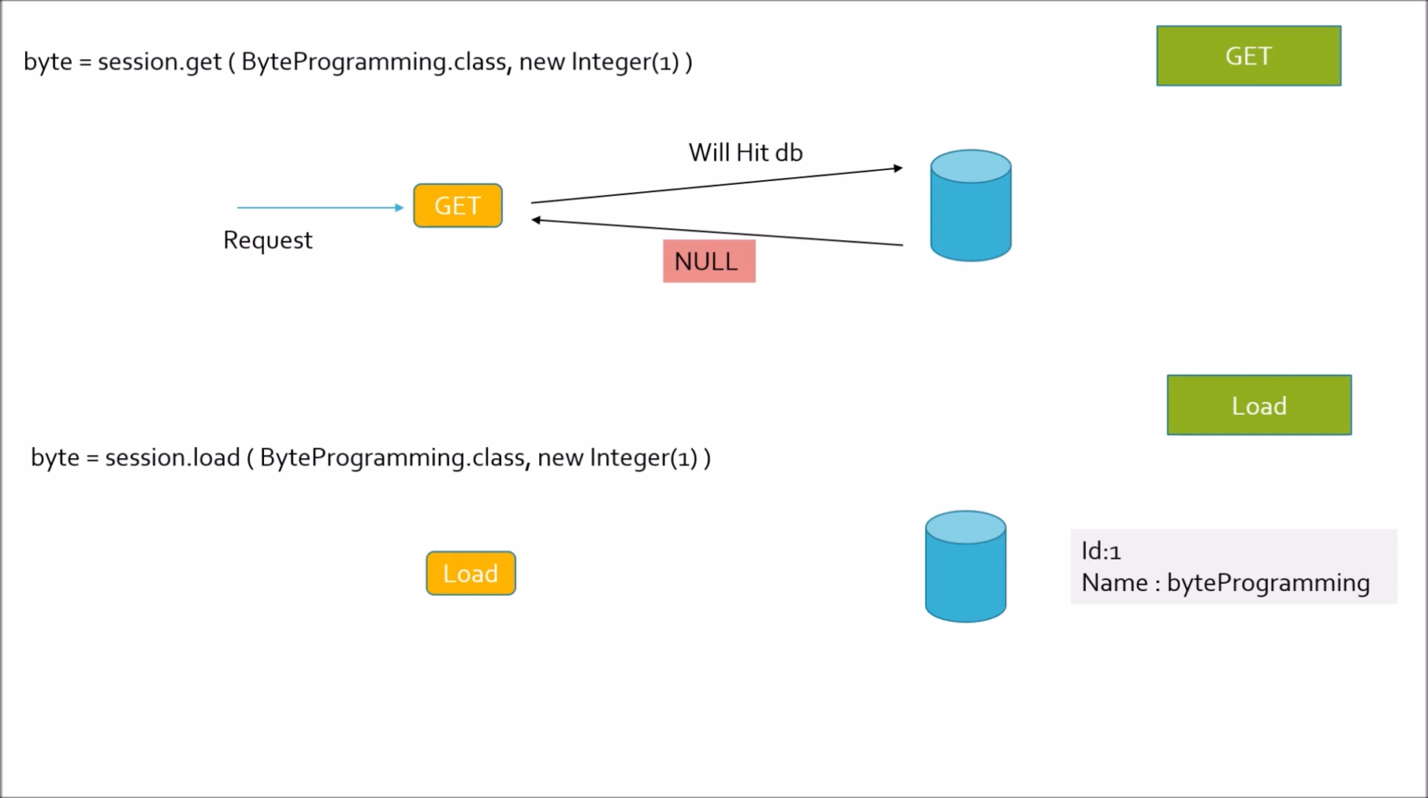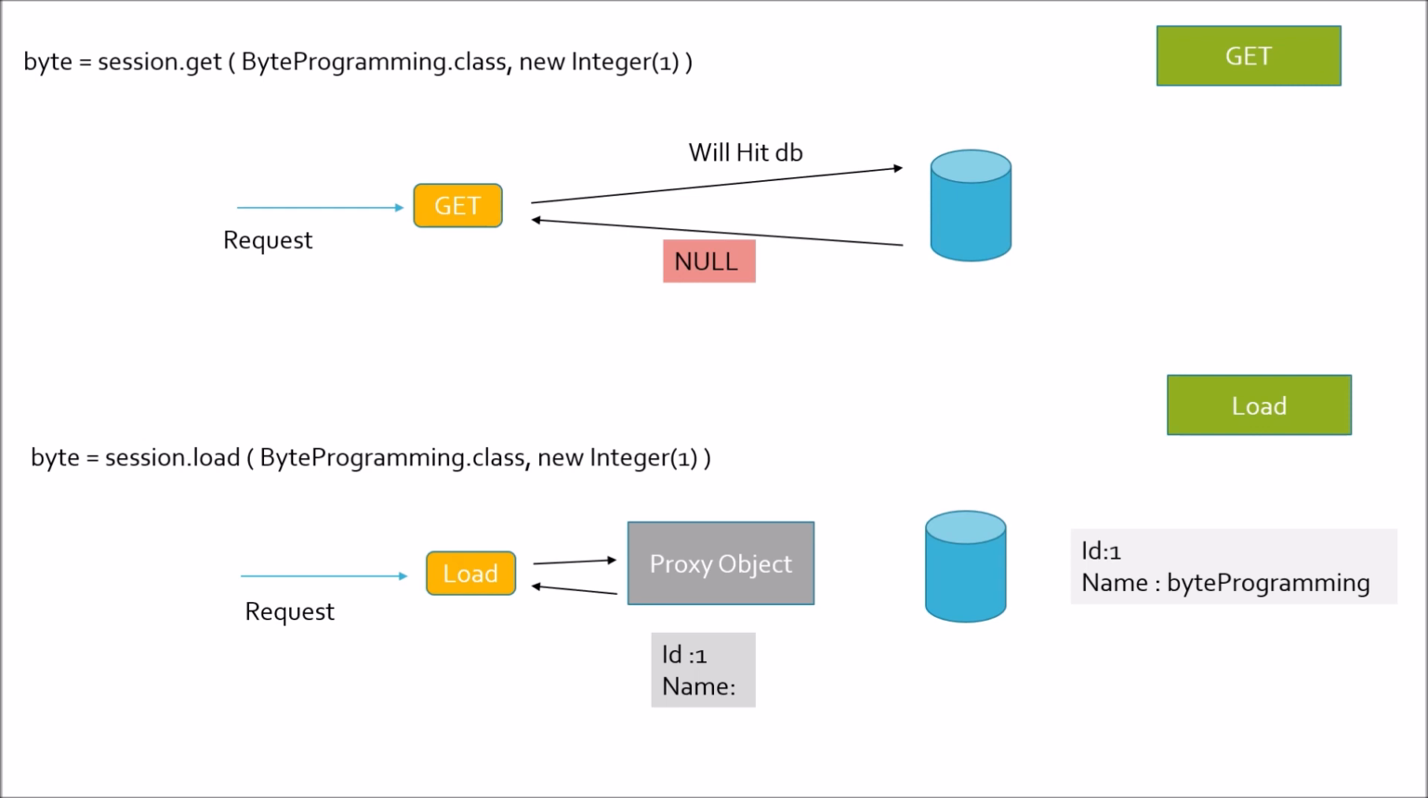When the program runs and you call session.load, instead of directly hitting the DB, a proxy object is created, and this proxy object has only an identifier associated with it, the same as that present in the DB. So the value returned to byte will be id equal to 1, name blank. Till here, no database call is made.